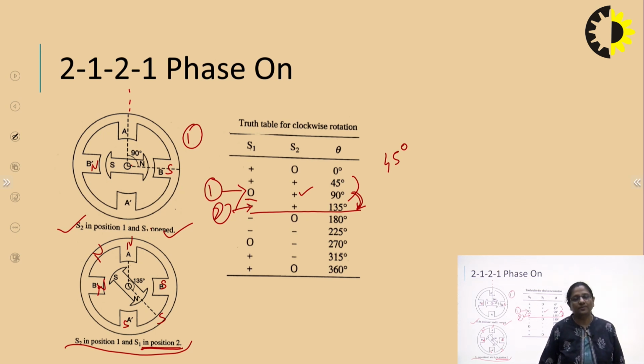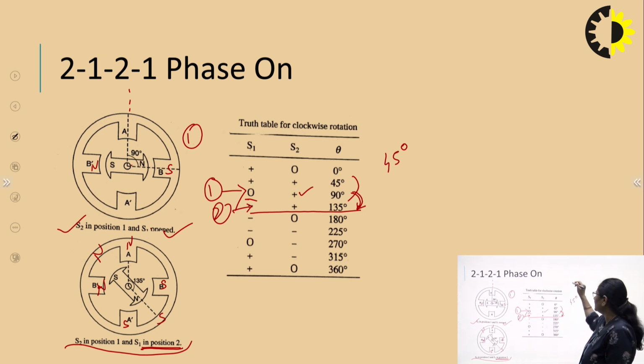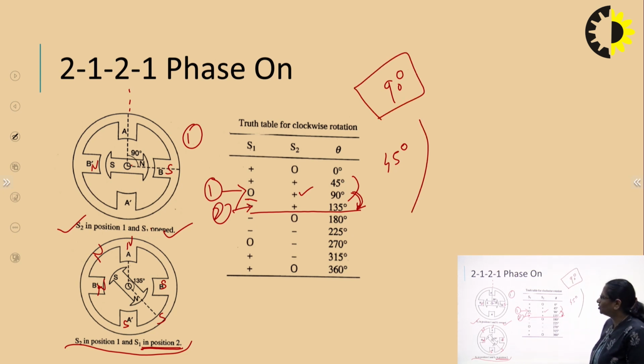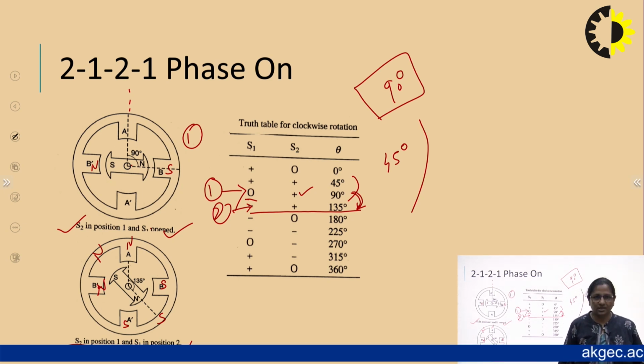In this particular method, the angle by which the rotor is actually rotating is half of the step angle. The step angle for this is 90 degrees, as we have calculated earlier, but you can very well see that in this particular case, the rotor is making a step of 45 degrees only, right? So the rotor is actually moving by half of the step angle in the 2-1-2-1 phase on method.